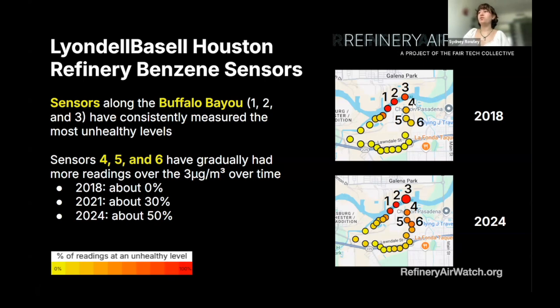But then when you look at sensors 4, 5, and 6, those almost had no unhealthy readings in 2018, but then they slowly increased in 2021 to be 30%, and now half of those measurements have been at an unhealthy level in 2024. And so it'd be interesting to see, is that going to continue? Are those sensors going to continue to get more unhealthy levels, and will that spread to other sensors?